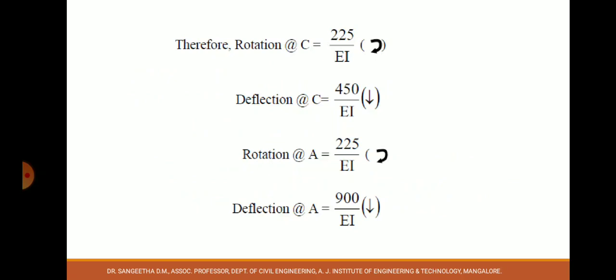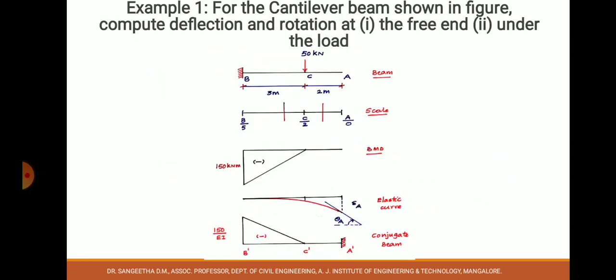So after solving the problem, you have evaluated. This is very simple actually. Compared to the moment area method, this is very simple if you understand the concept of drawing the bending moment diagram and conjugate beam. So your rotation is 225 by EI at C, deflection is 450 and it is downward. Rotation at A is anti-clockwise 225 and deflection at A is 900 by EI. So this is one small numerical problem we have solved related to the conjugate beam method. We will be discussing further some numericals in my next videos.